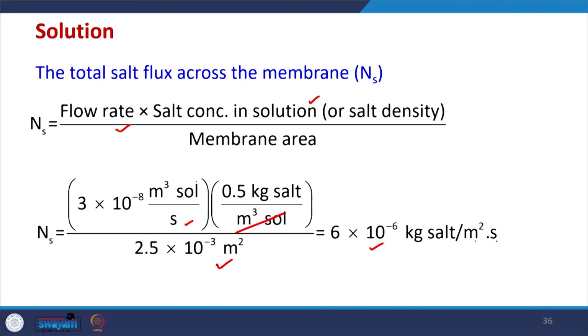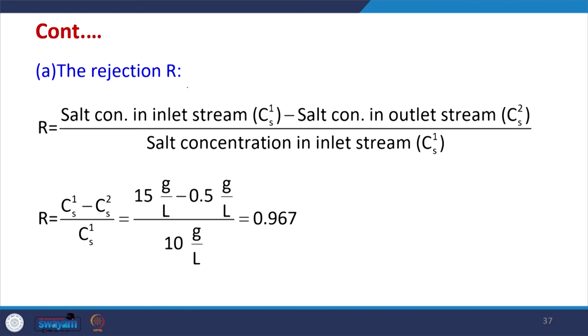So, the meter cube is going off and we are getting these results with respect to salt flux. Now, to find out the rejection, the salt concentration in the inlet stream minus the salt concentration in the outlet stream, divided by the salt concentration in the inlet stream, is found out. These values are already given, 15.5 and again 15. So, if you solve it, 0.967 is the answer.